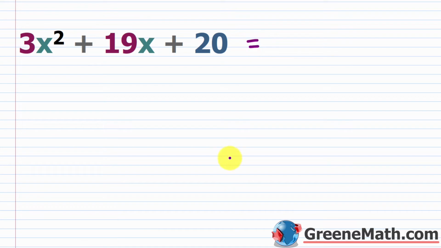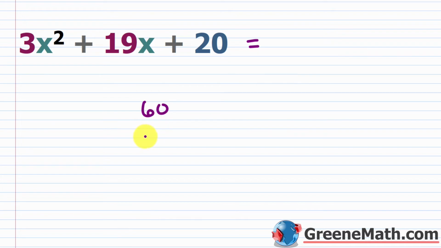So the first thing I would do is find A times C. So what is 3 times 20? That's 60. And then what is B? That's 19. So I need two integers that are going to sum to this 19 that multiply to give me 60. Again, if this is positive, you're looking to add the integers.